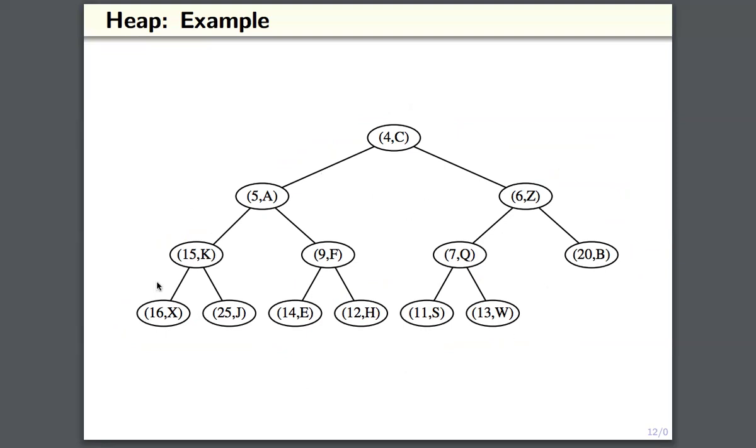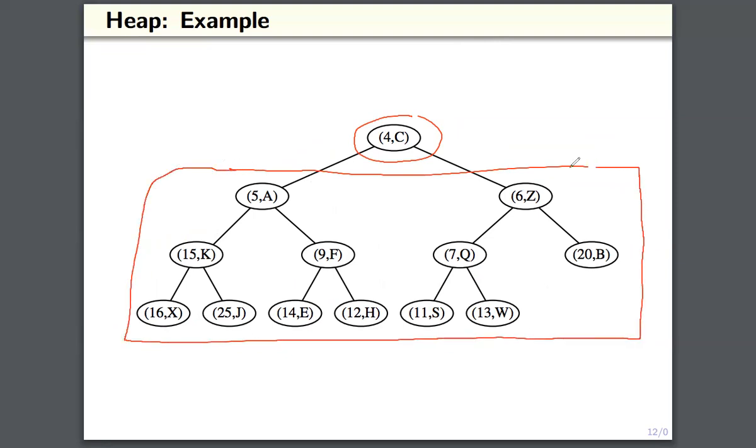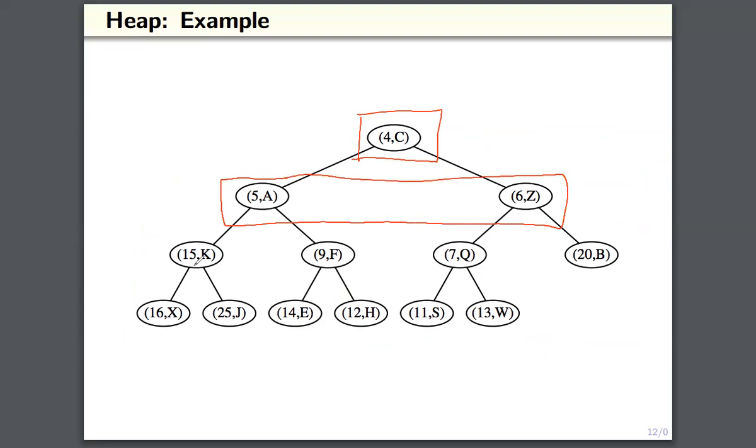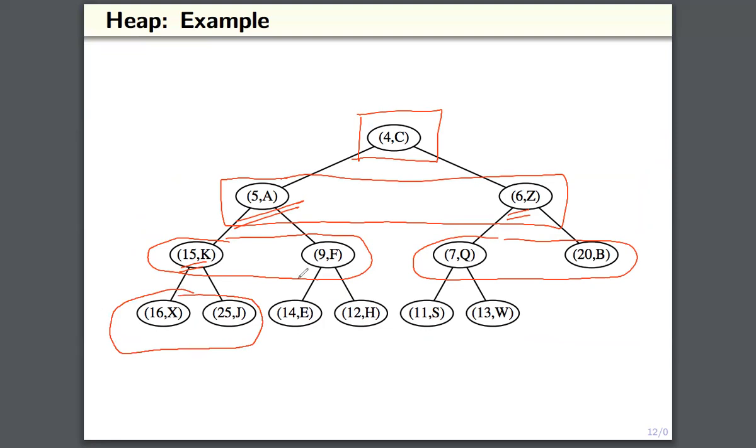And there is also another property that is related to the relationship. What is that relationship? Look at this. Number 4 is bigger than all elements below. Sorry, smaller than all elements. Smaller, yeah. Or you can say the parent node has a smaller key than its child nodes. 6 is smaller than 7 and 20. 15 is smaller than 16 and 25. Right? Similarly, that is satisfied everywhere.